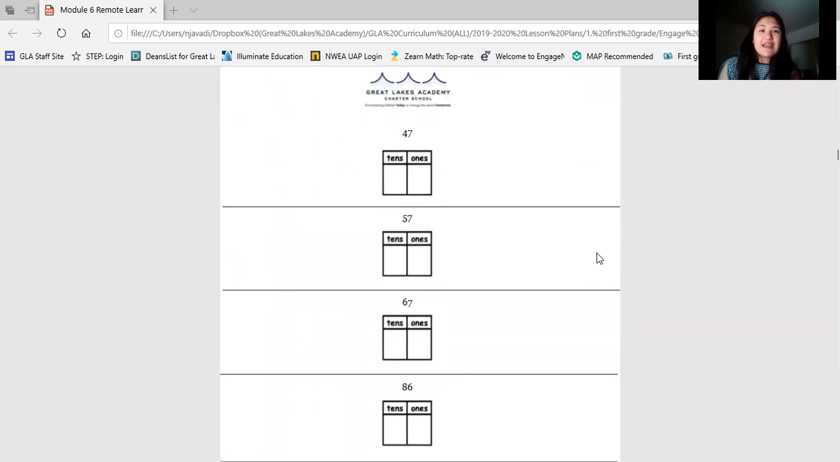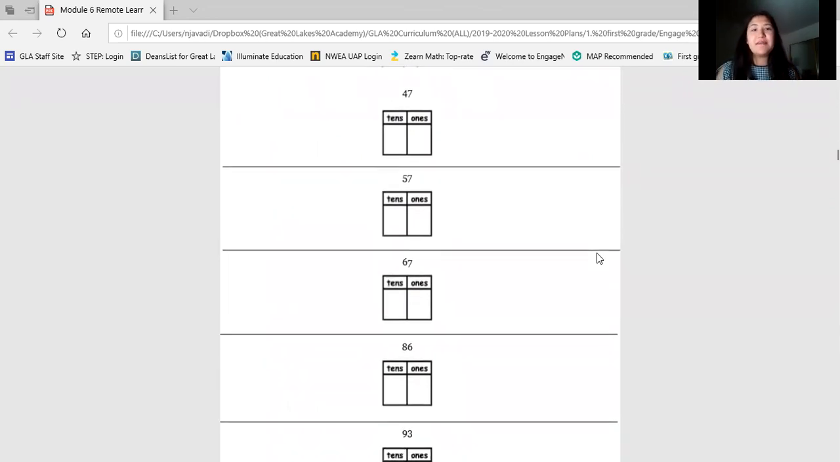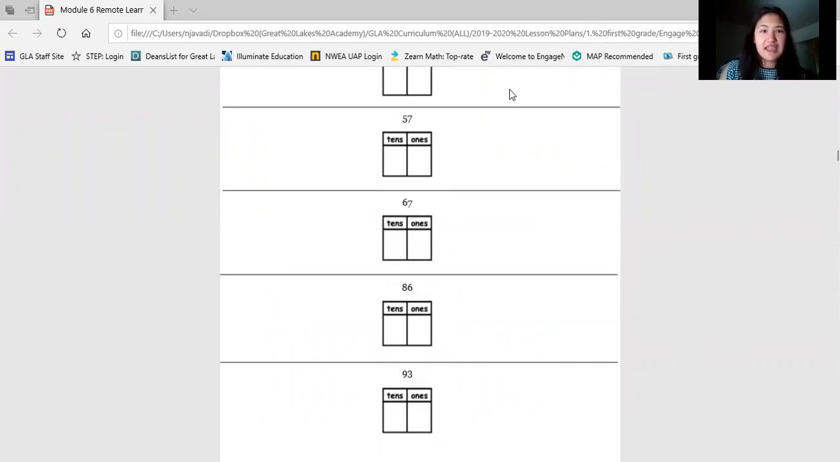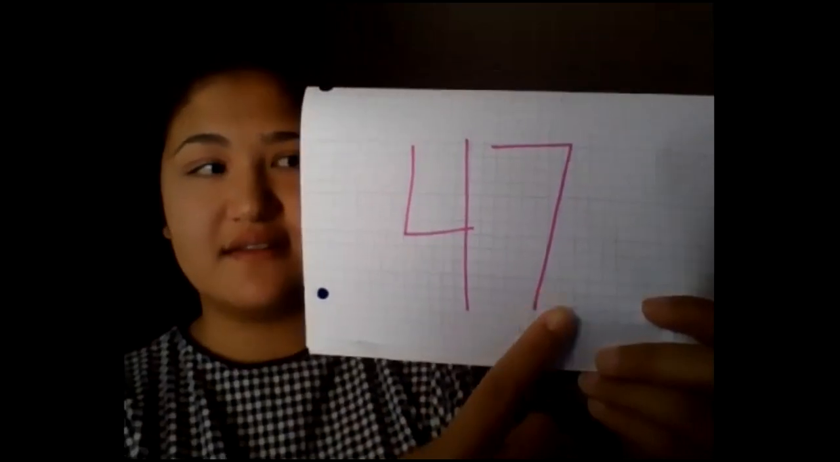So today, we are going to be talking about tens and ones again. Right now, you don't need to look at the page, and I'm going to stop looking at the page myself, and we're going to go over a couple of numbers together. So first, the first number on your page is 47. It looks like this, 47.